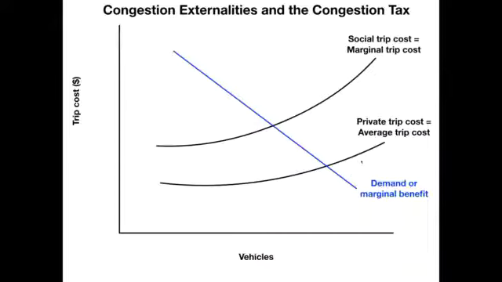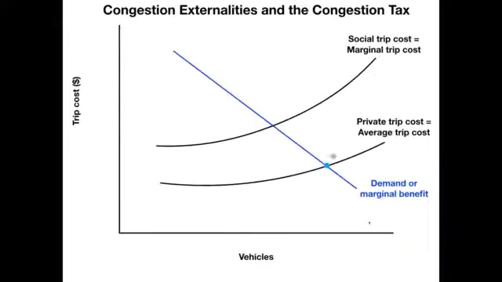Additionally, we have two different costs. We have the private trip cost, which is equivalent to the average trip cost. So these trip costs do not include any of the externalities part of road transportation. And then we have the social trip cost or the marginal trip cost curve, which does include all those negative externalities that can occur when driving by car.